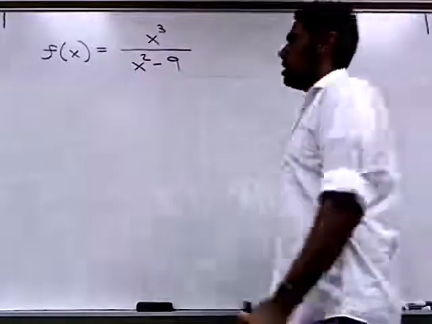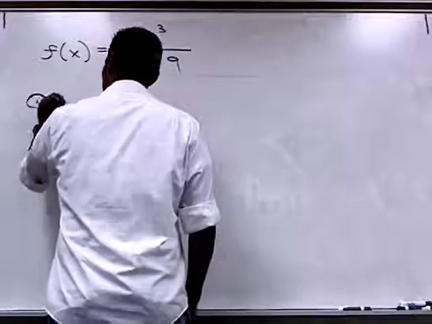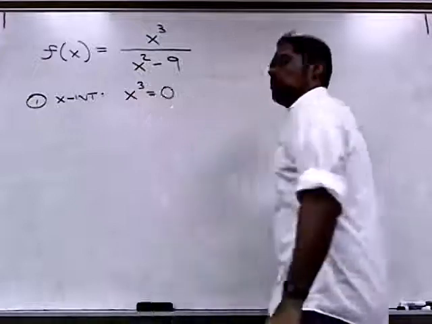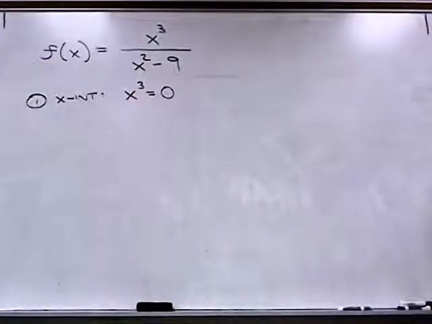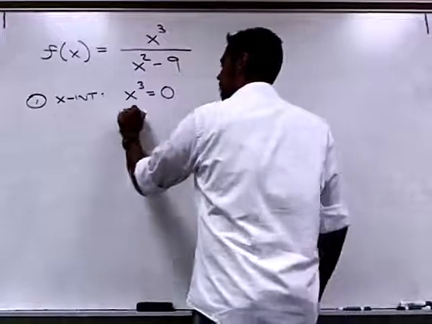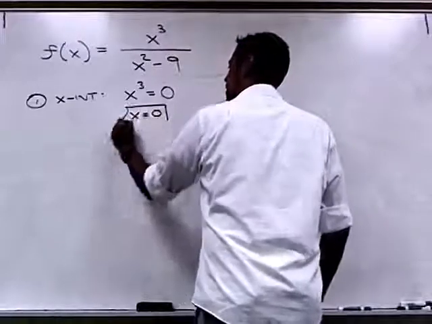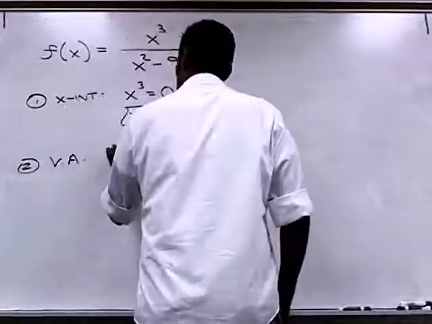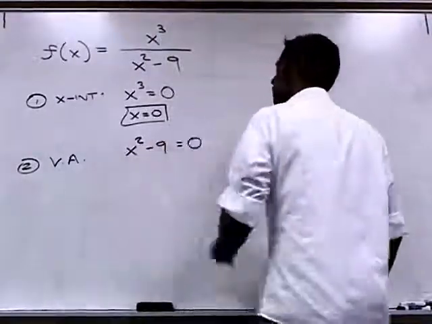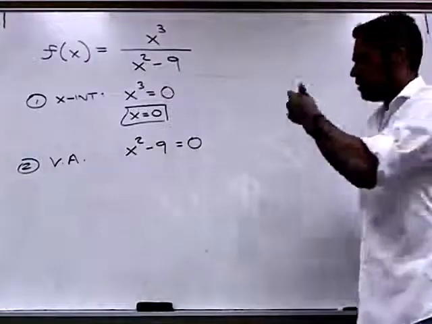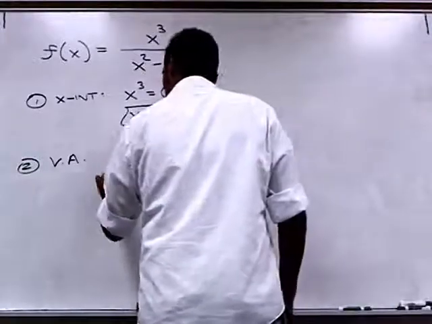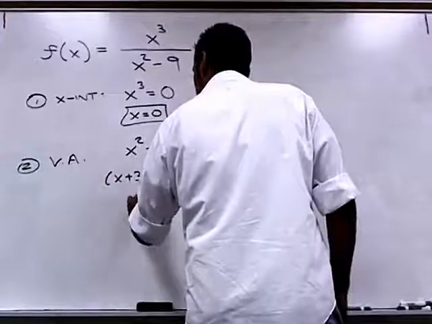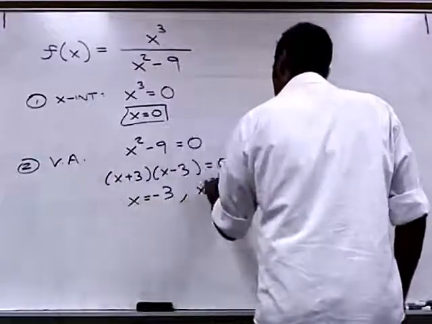So first step, x-intercepts. Set top equal to 0. That one's pretty clean. What's the only number you can cube and get 0? 0 itself. Okay. Second step, verticals. Bottom equal to 0. You can do difference of squares. X plus 3, x minus 3. You get two answers, -3 and +3.